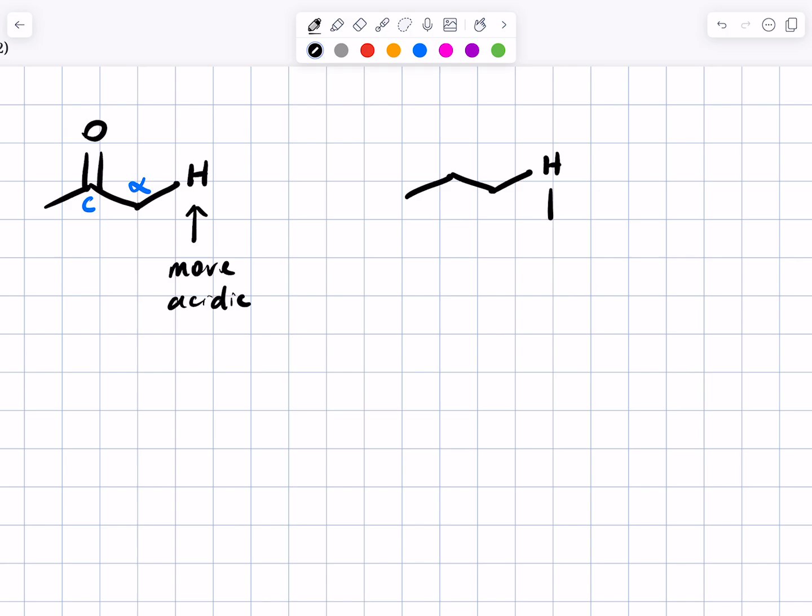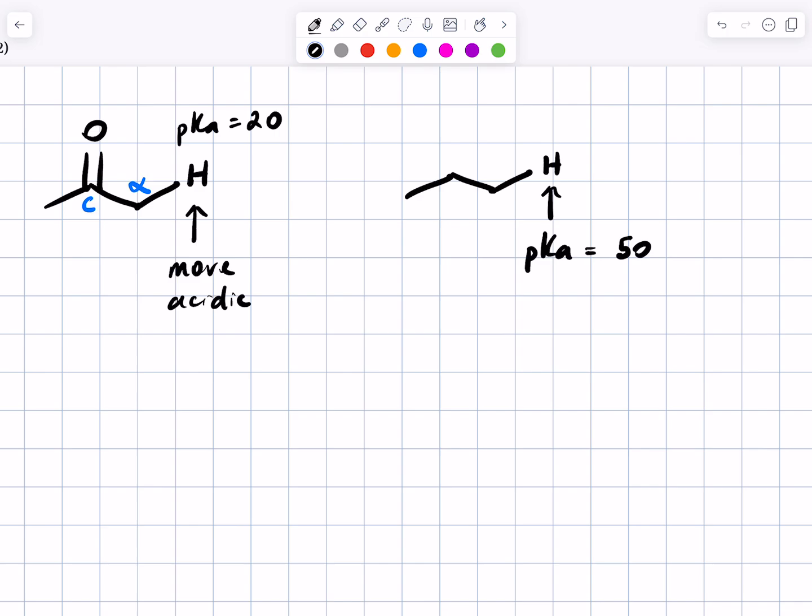So the pKa of this sp3 hybridized carbon-hydrogen bond is around 50, which is to say never in the history of the universe has water deprotonated that hydrocarbon. On the other hand, the proton that is alpha to the carbonyl carbon has a pKa of 20. So that's a factor of 10 to the 30 times more acidic than a regular sp3 hybridized carbon-hydrogen bond.